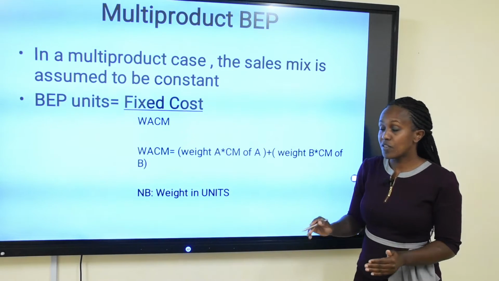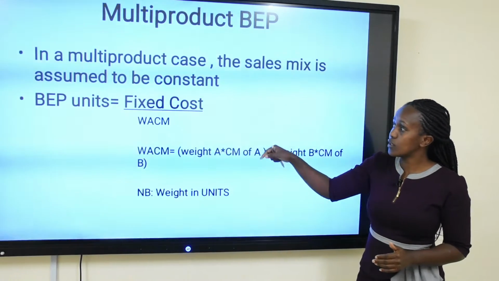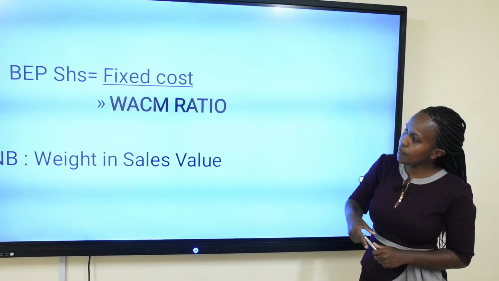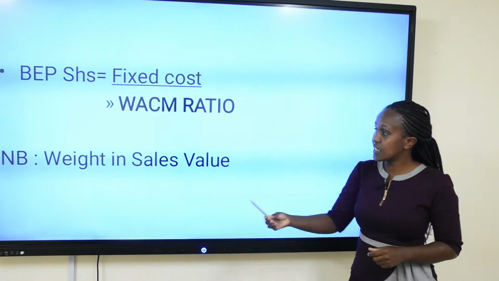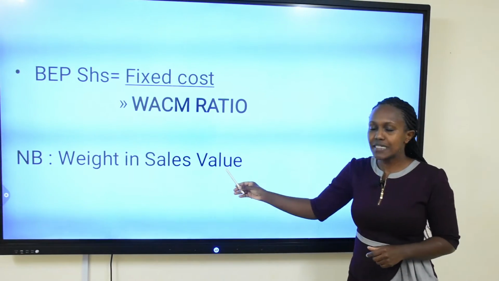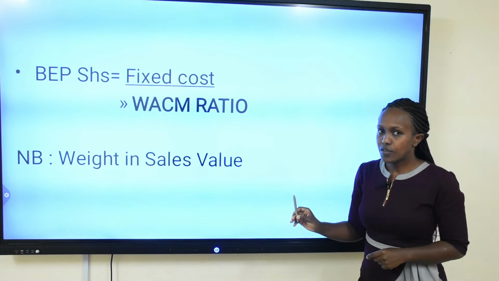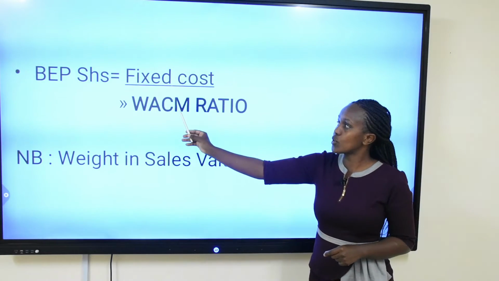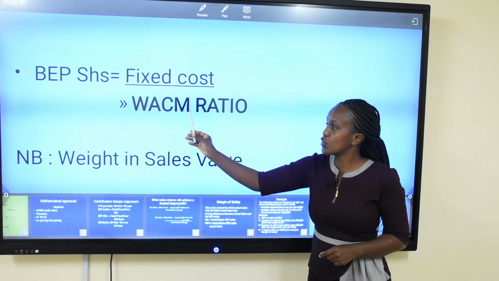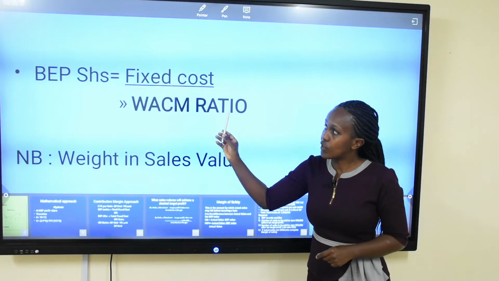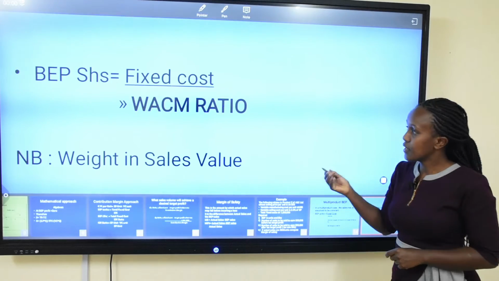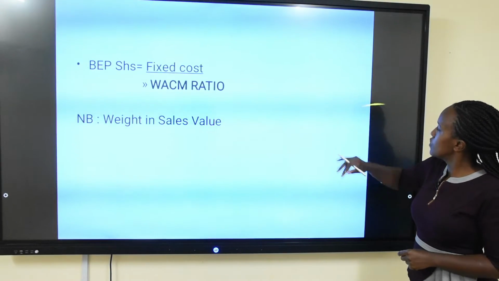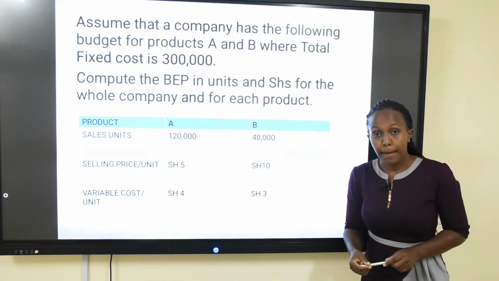And why is this very important? You are going to see it because when we come to get the answer in shillings, you have to see that the weight is in the sales value for us to be able to get the answer in shillings. And again, we are going to now introduce the weighted average contribution margin ratio for us to get the answer in shillings. Now, to be able to achieve that, we can simply do our question here.